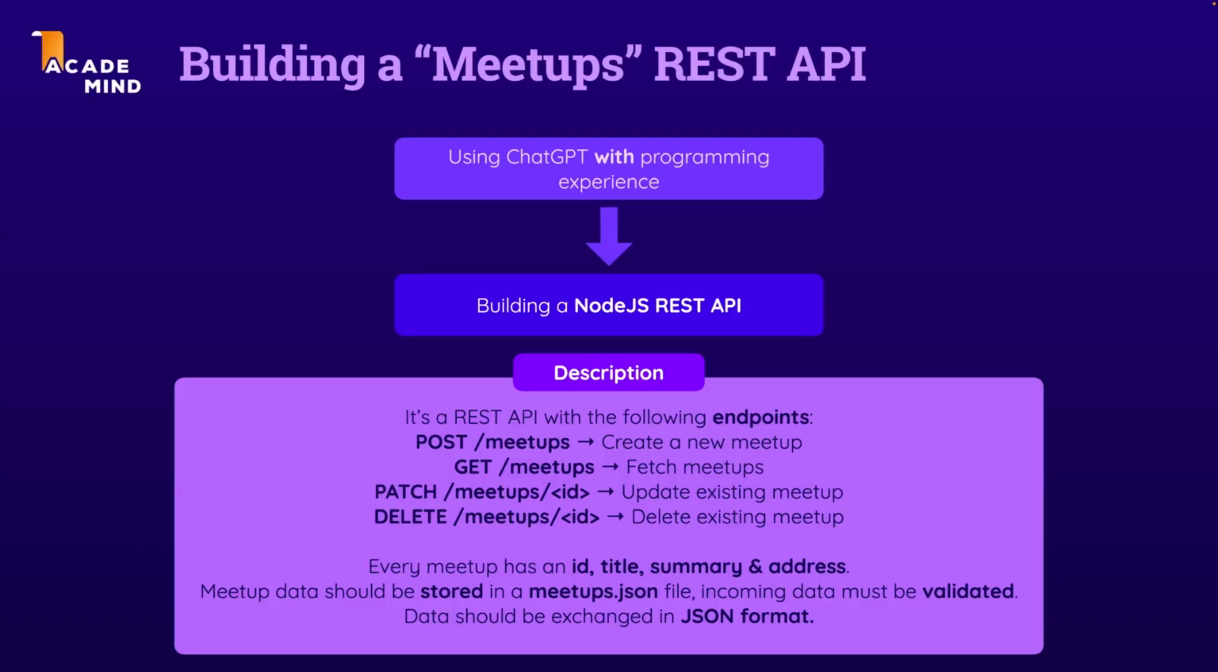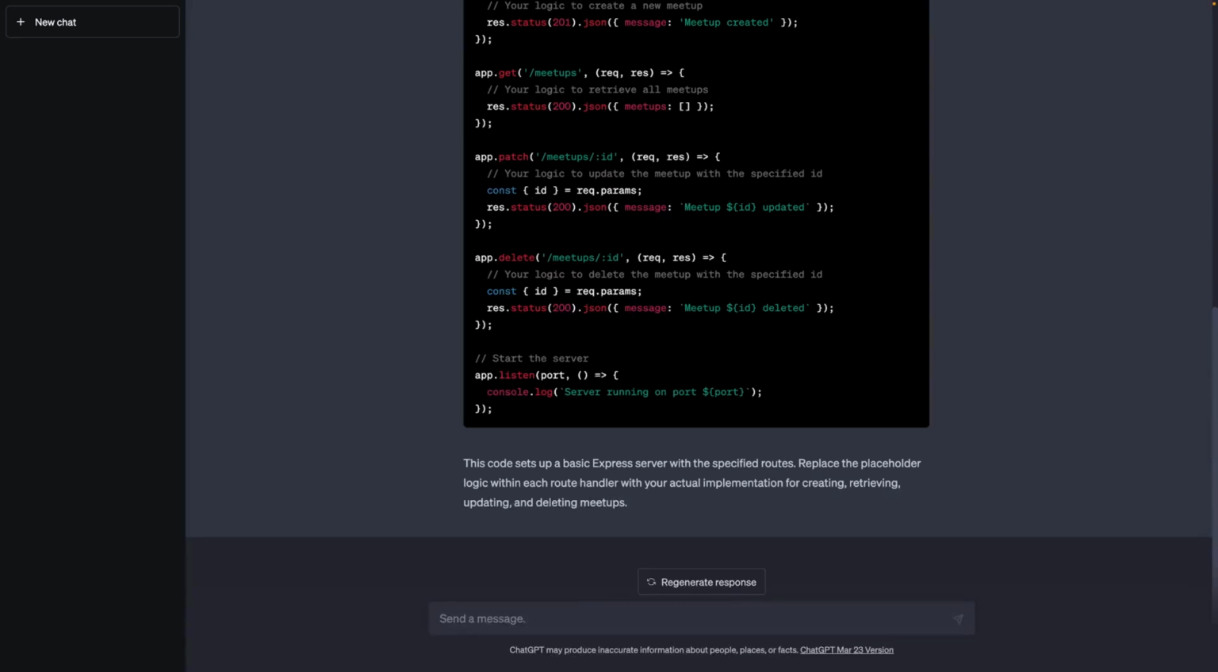Now, as a next building block, I want to define the structure of my meetup data and how that data should be stored. That it should be stored in such a meetups.json file. Therefore here, as a next prompt, I'll write now add code to store and fetch meetup data.